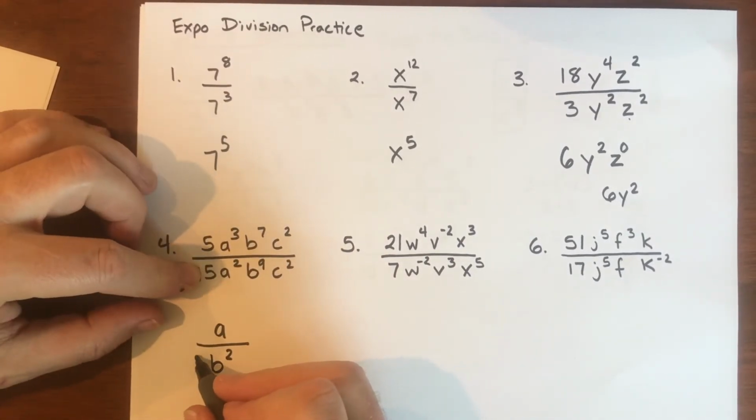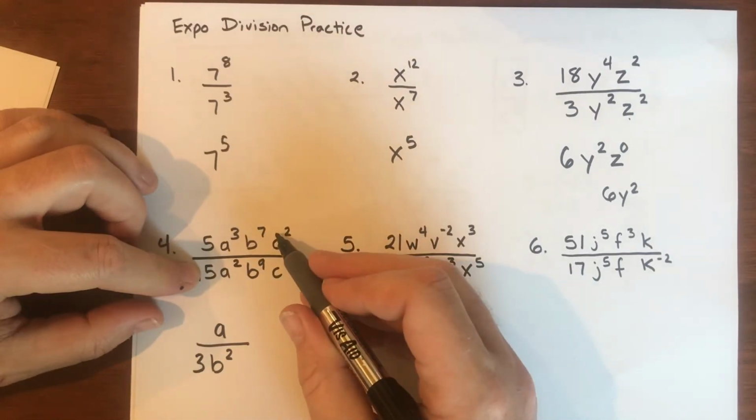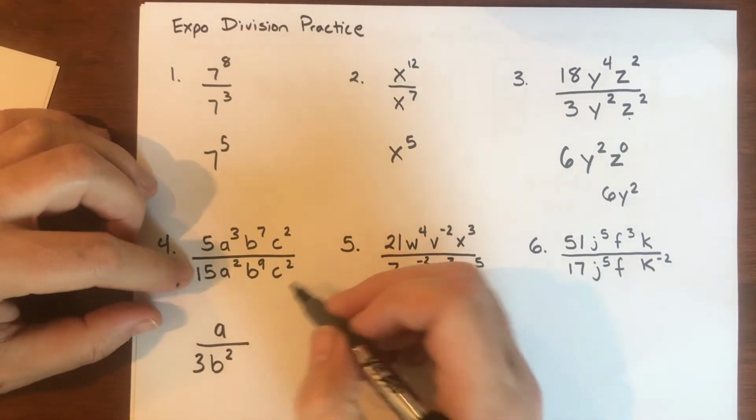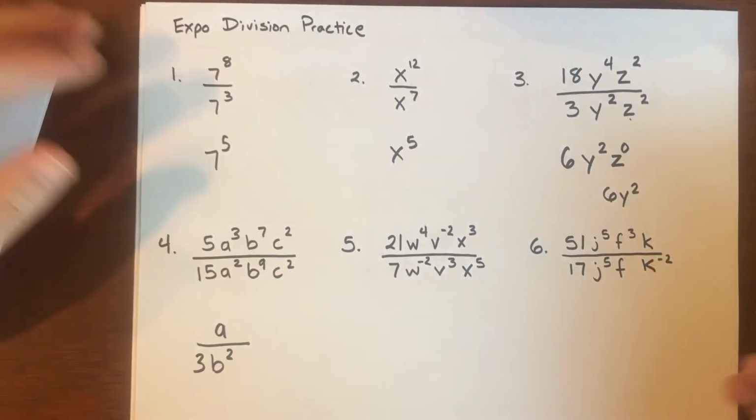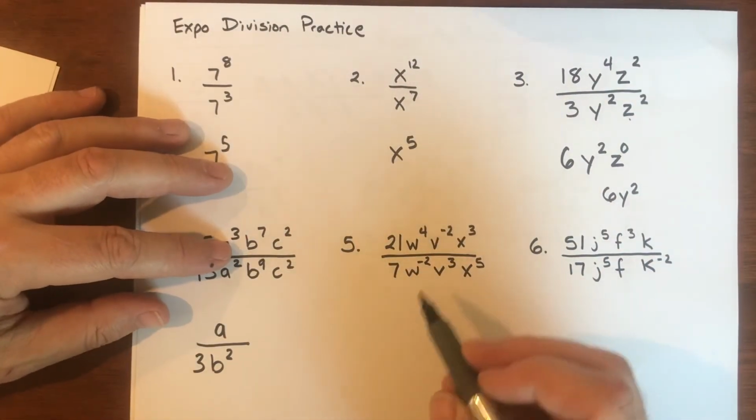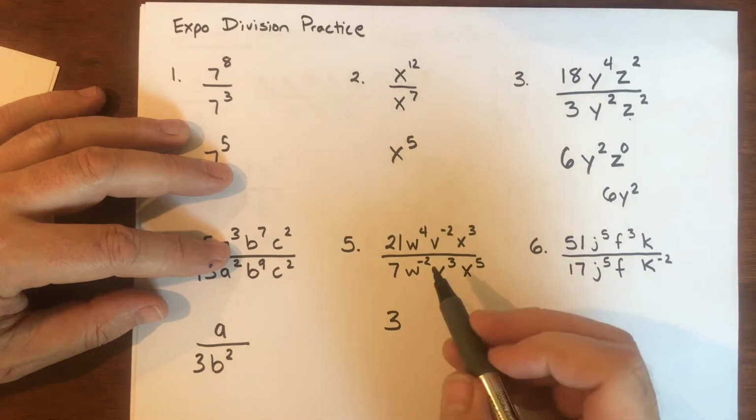Divided by 5 is 3 on the bottom. Keep the c. 2 minus 2 is 0. Poof, it's gone, or you could have stuck it here with the 0. 21 divided by 7 is 3. I'm going to throw it down on top.